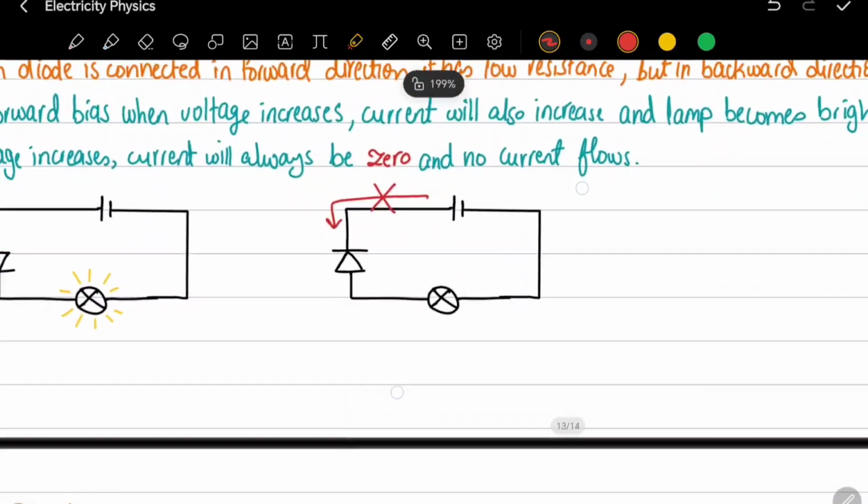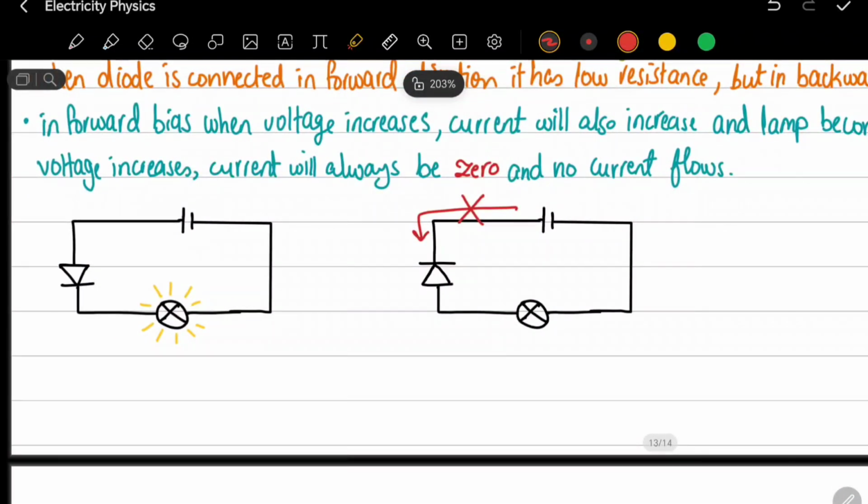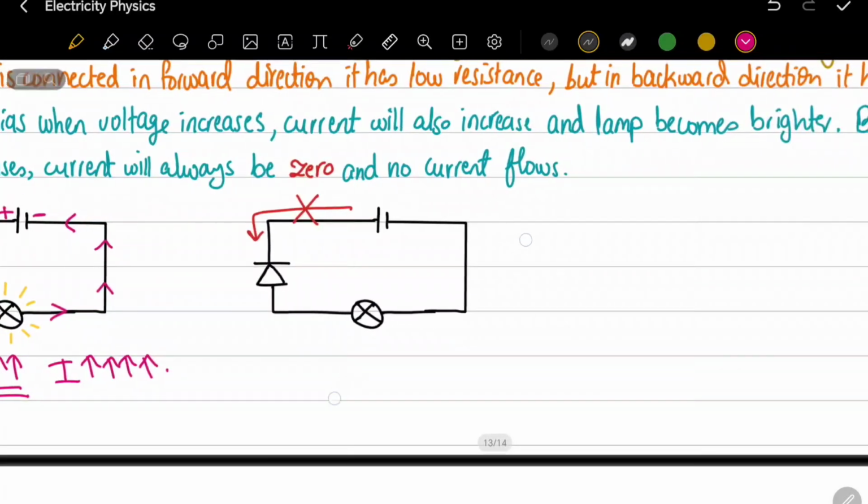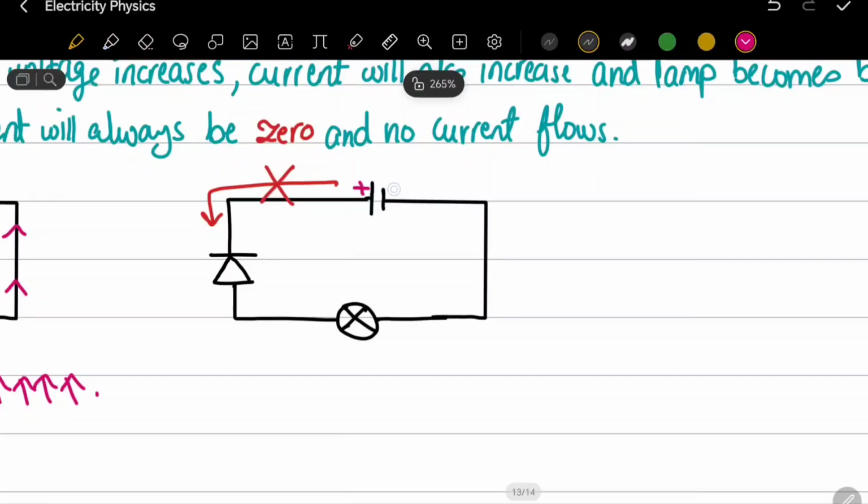If you have a look at this example, we've mentioned that current moves from the positive terminal of the battery to the negative terminal of the battery. So here, since it's connected in forward bias, the current will be able to flow. The voltage increases, then the current will increase too. But here, if you have a look at this one, from positive to negative terminal of the battery, it's being blocked.